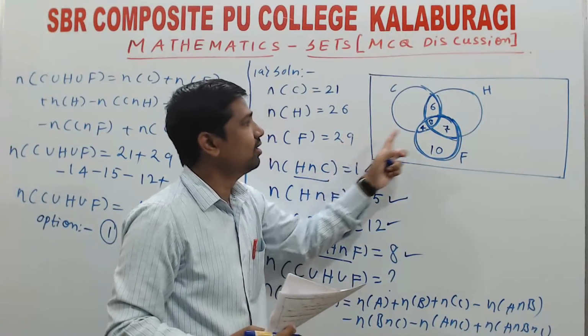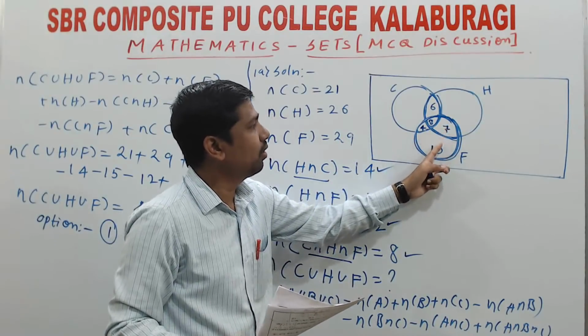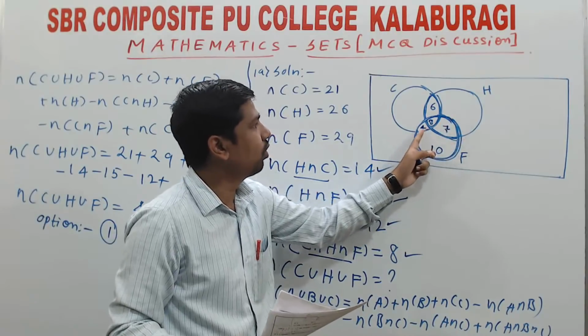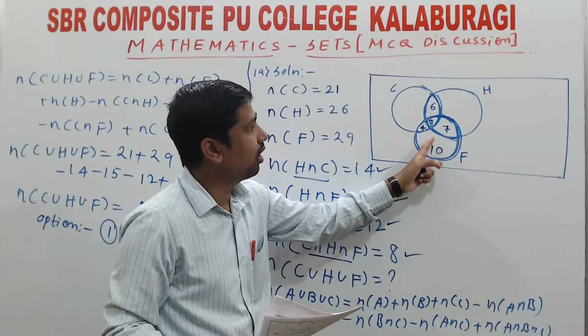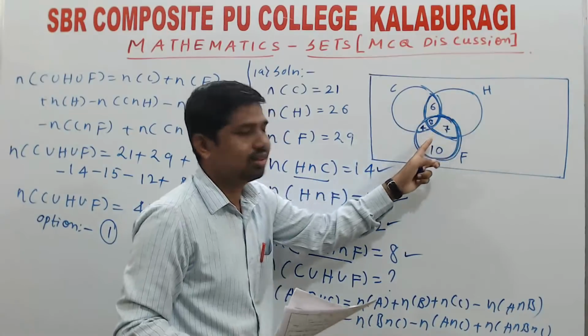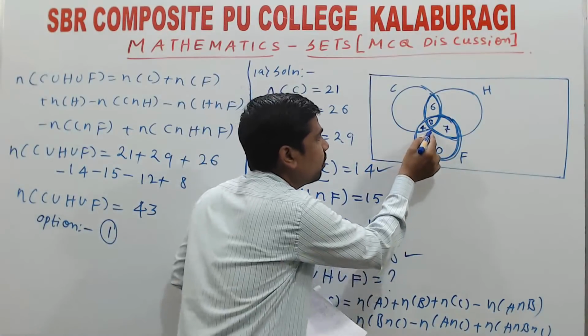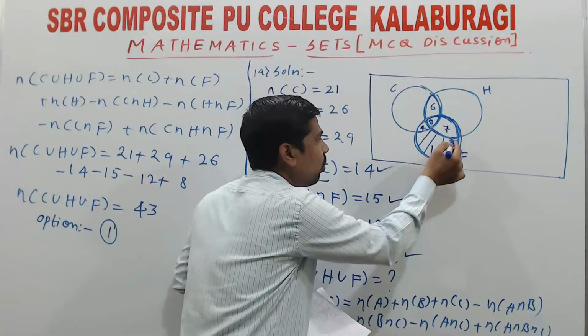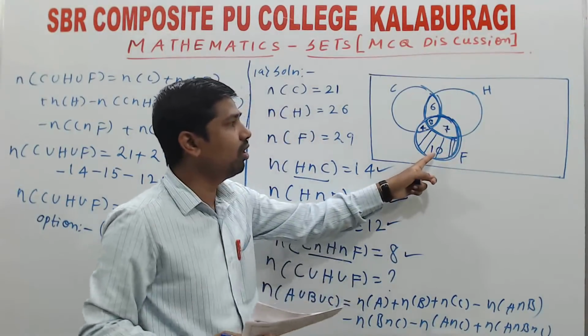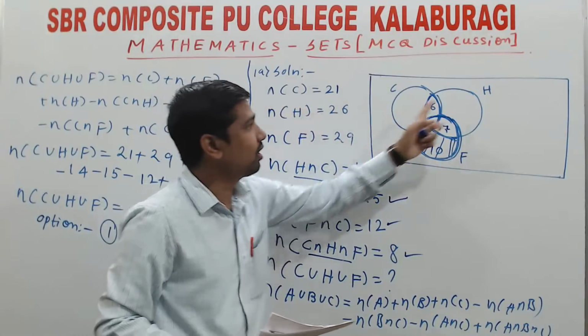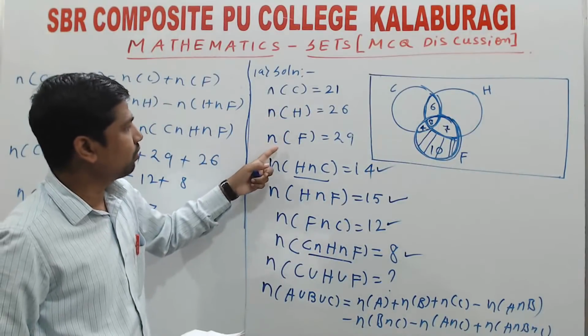That is the total number of people playing football, 29. In that 7 are playing football and hockey, 4 are playing cricket and football, and 8 are playing all the 3 games, right? And how many are playing only football? Only football is this region. How many are playing only football? Only 10 are playing.